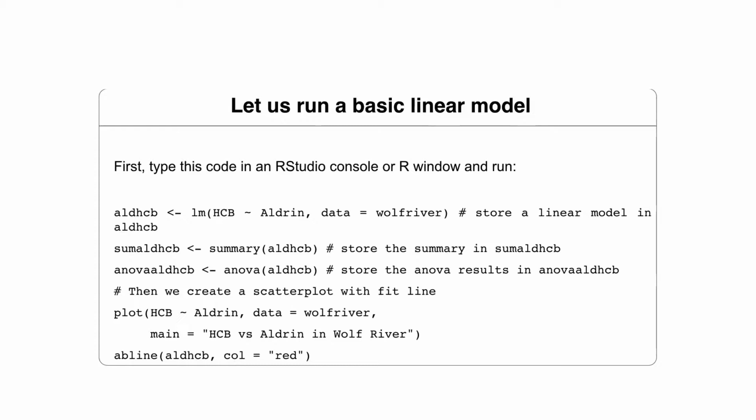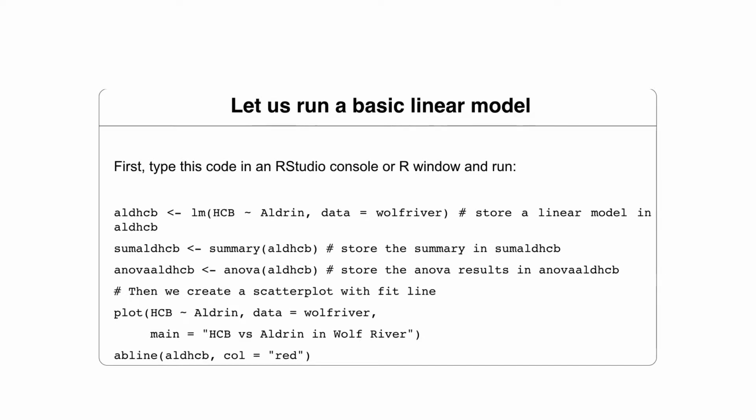SUMALD HCB. The SUMALD HCB is an object, and in this object we store the summary information of the linear model. The linear model is stored in the object ALD HCB, and this linear model is, of course, a linear regression model, because linear model is a generic term for any regression model for that matter. Anything that has got linear modeling can be put into this framework. So we put the summary information into SUMALD HCB.